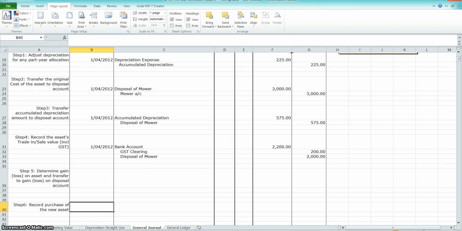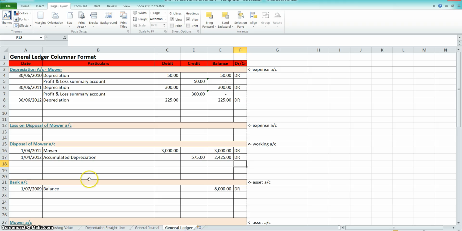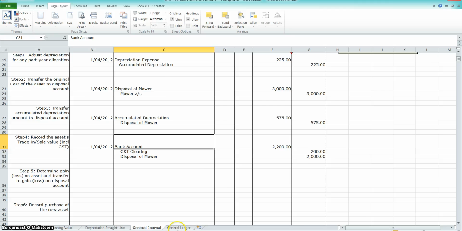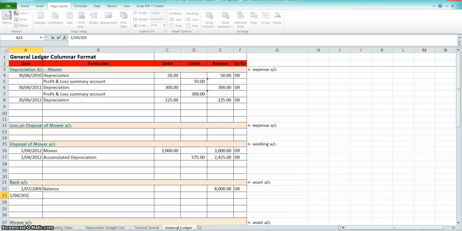So we've come back and we are up to step 4. We've just done the journal to record the asset sale. Now we're going to post it into the ledger. So in the bank account we'll have a debit of 2,200. So this is on, what was the date? On the 1st of April 2012.